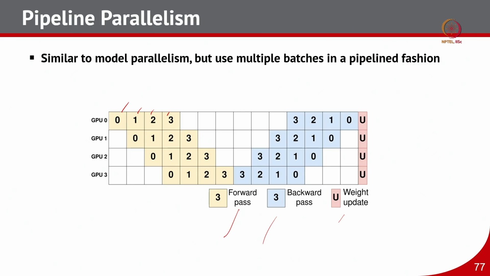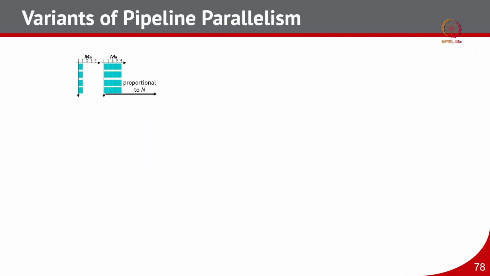As you can see, whenever the forward pass of batch 0 is happening in GPU 1, the forward pass of the next batch is happening in GPU 0, and so on and so forth. After all the forward passes are over, the backward pass starts. Whenever the backward pass is over, the weight update for all the layers happens. So, that is how pipeline parallelism works. It is similar to model parallelism, but it uses multiple batches in a pipeline fashion.